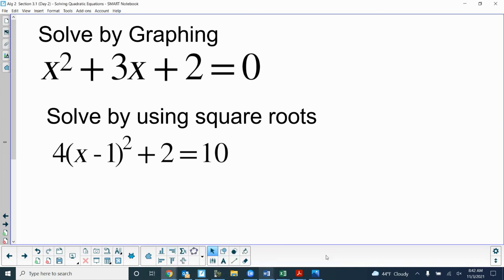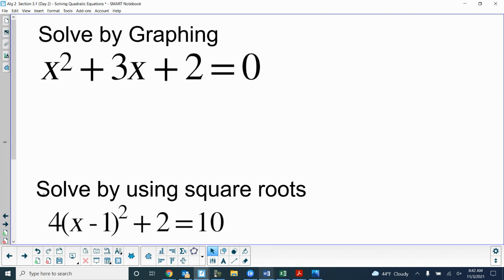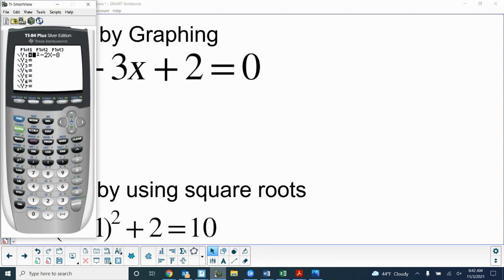I'm hoping that helps if you get stuck. All right. So when we did it by graphing, what did we do yesterday? Plug it in where? The y equals in our calculator, right? So that's all you got to do. Now, some of you were forgetting where you looked then.